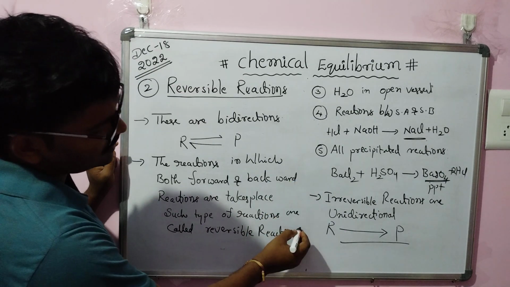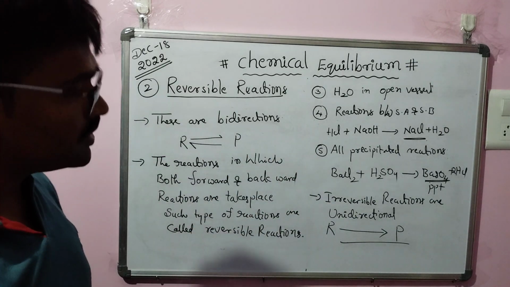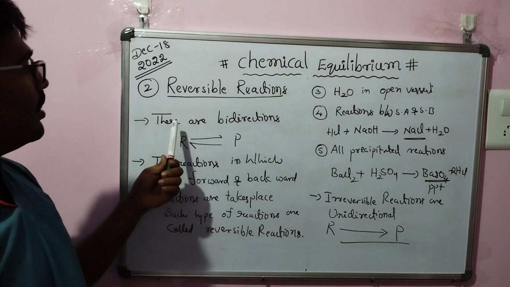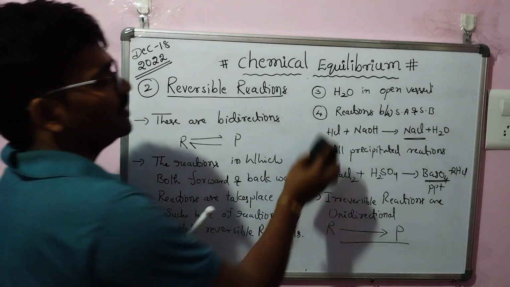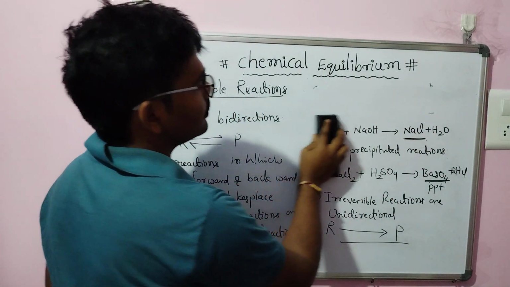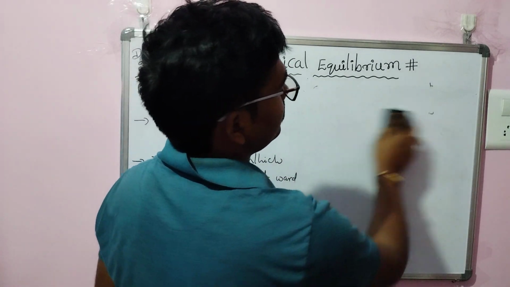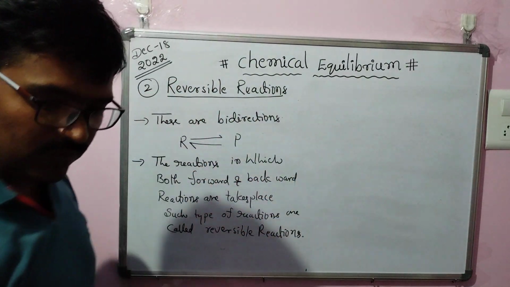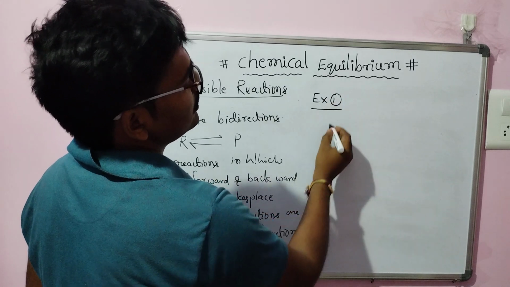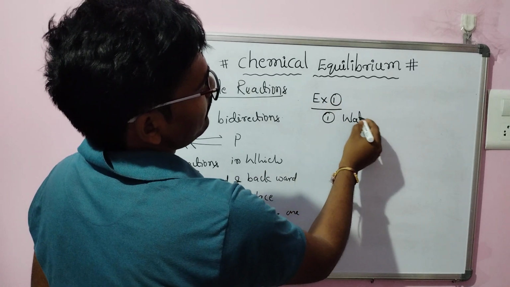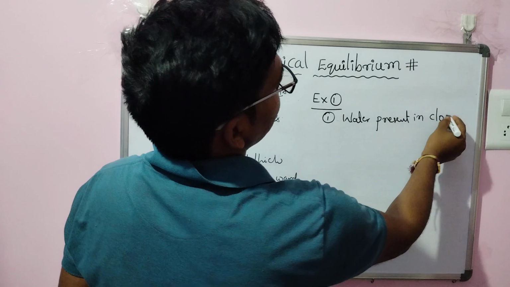So what are the examples for the reversible reactions? Now for irreversible reactions, we have seen many examples. So which types of reactions are reversible? First, if you take water in a closed vessel. First example: water present in a closed vessel.